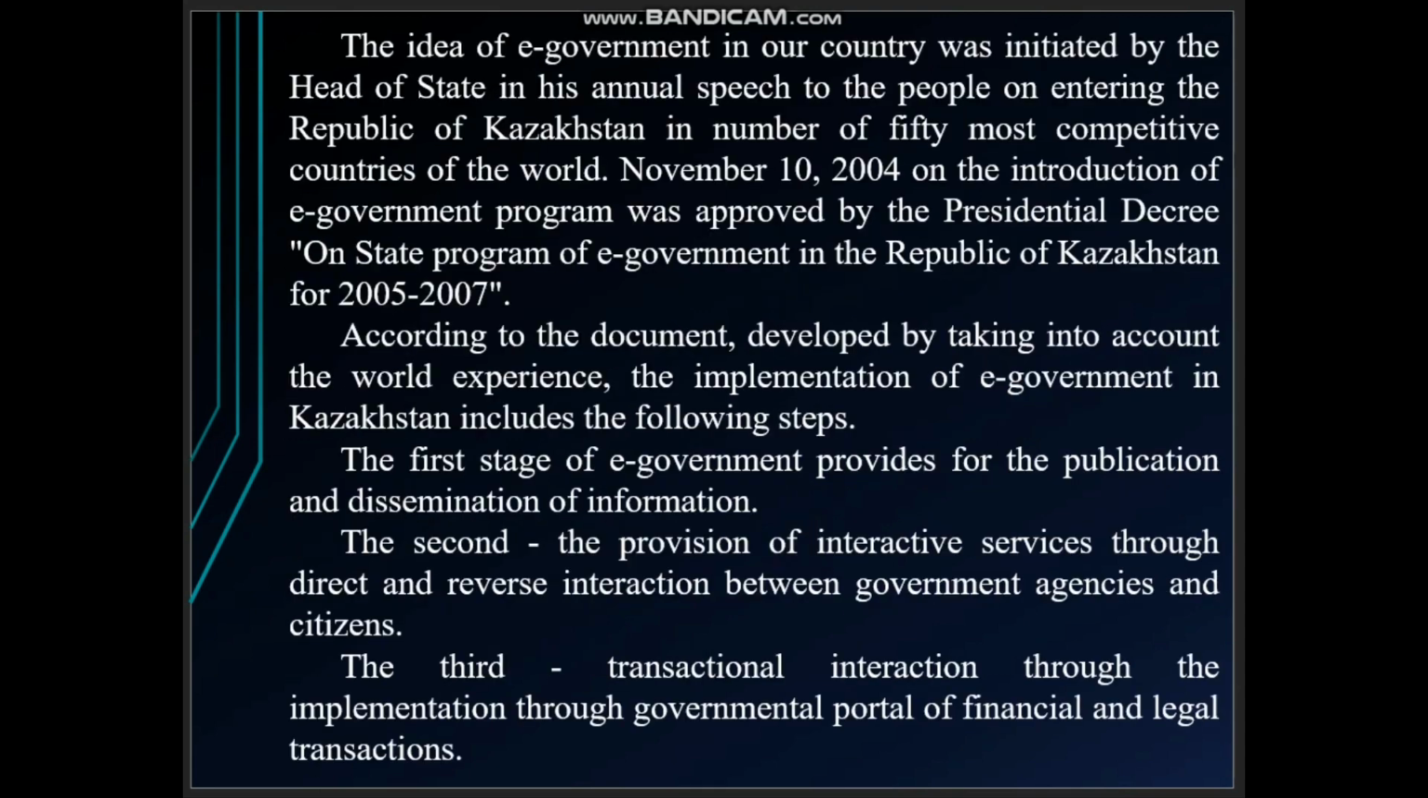In the next slides, we should see a small history of including e-government in our country. It was on 10th November 2004, and we've got stages of including electronic government for our country. There are three main stages that you can see there. You should write the keywords and some information from this presentation.